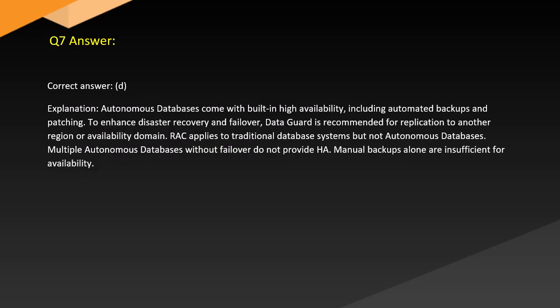Answer. Correct answer, B. Explanation. Autonomous Databases come with built-in high availability, including automated backups and patching. To enhance disaster recovery and failover, Data Guard is recommended for replication to another region or availability domain. RAC applies to traditional database systems, but not Autonomous Databases. Multiple Autonomous Databases without failover do not provide HA. Manual backups alone are insufficient for availability.